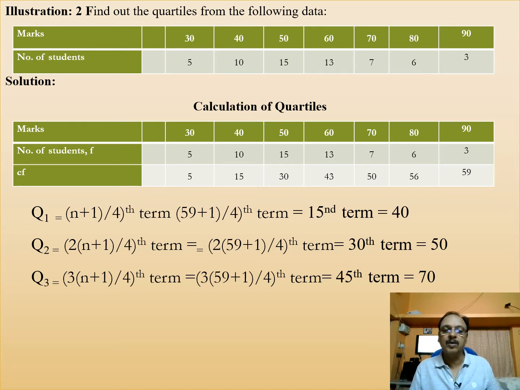On that basis you can calculate. Q1 is (n plus 1) by 4th item, or n by 4th item can also be taken. That is (59 plus 1) by 4th item, equal to the 15th term, equal to 40. Q2 is 2(n plus 1) by 4th item, equal to 2 into (59 plus 1) by 4th item, that is the 30th item or term, equal to 50. Then Q3 is 3 into (n plus 1) by 4th item, 3 into (59 plus 1) by 4th item, that is the 45th item, that is 70.